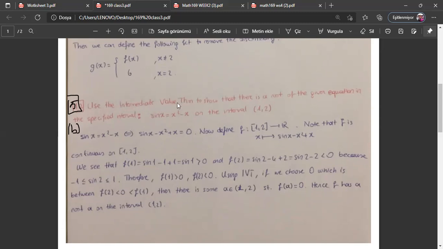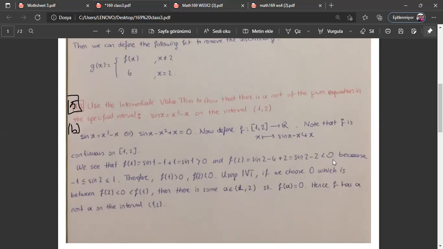Now, we will use this intermediate value theorem. So first, see that f of 1 is this value, sin 1 minus 1 plus 1, which gives sin 1. And you know, from the graph of the sine, you may say this. Sin 1 is greater than 0, we know this. And let's check for 2. You see sin 2 minus 2. You get this value. Okay, so now we need to determine if this is less than 0 or not.